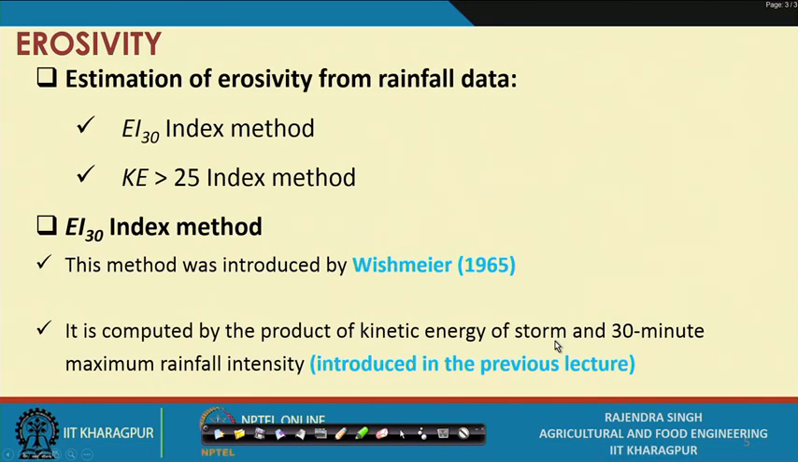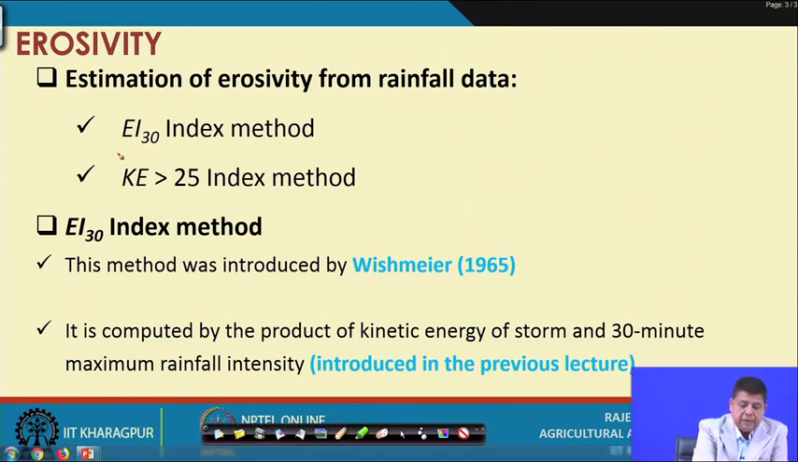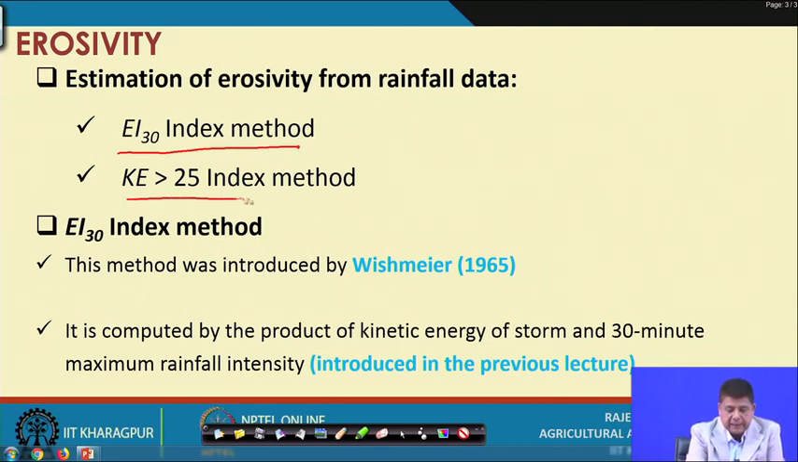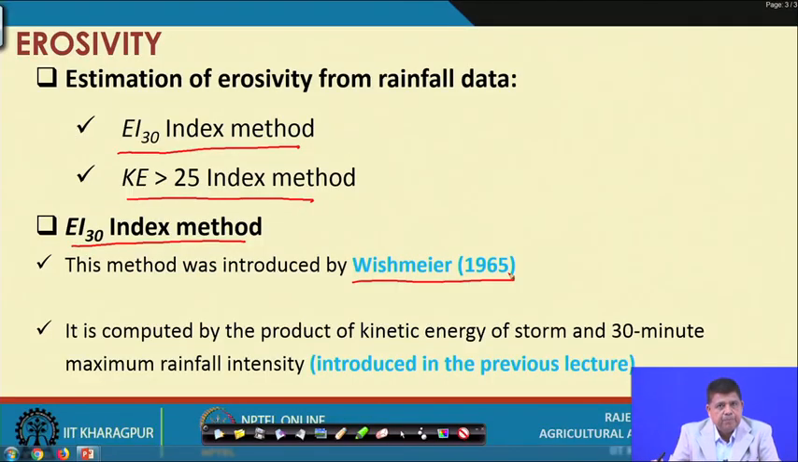Now, estimation of erosivity from rainfall data could be done by two methods: the EI 30 index method or the KE greater than 25 index method, and we will see both these methods one by one. Coming to the EI 30 index method, this method was given by Wischmeier in 1965. We remember Wischmeier and Smith; they were responsible for giving the universal soil loss equation, and it was Wischmeier who gave the EI 30 index method.